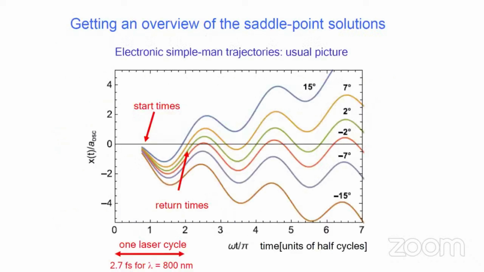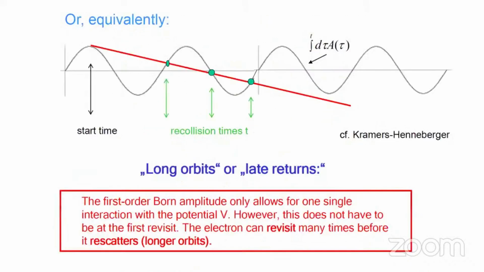Okay, now you have to get these saddle point solutions. And the first starting point is normally just looking at the simple man model. For this, we have this picture here of the electron trajectories as a function of time, and the intersection points with a real horizontal axis give you the recollision times. I much prefer this picture here, which is equivalent, but much simpler.